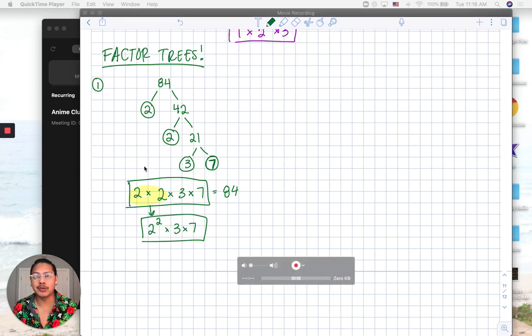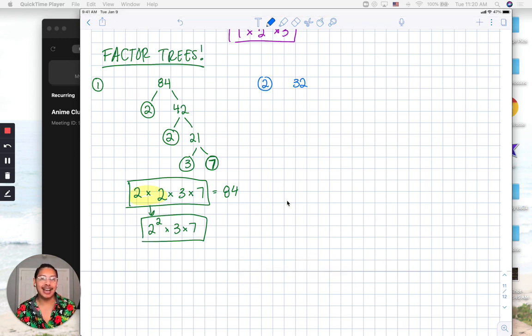We're going to walk through 2 more examples. All right, let's try example number 2 here. I want to break down the number 32 into its prime factorization, into its prime factors. So, draw 2 branches underneath it.